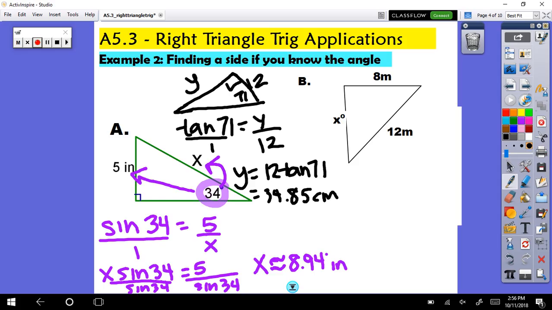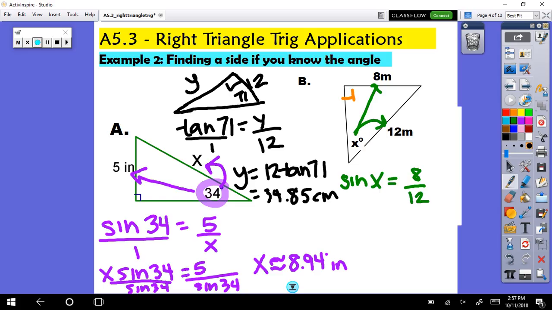Let's look at this B on here real quick before we go on to the next thing. The B that's on here is asking for you to find the angle. So if we write our trig function, when I put myself at my angle right here, I've got the opposite and I've got the hypotenuse. So we're back at sine again, but I have sine x equals 8 over 12.